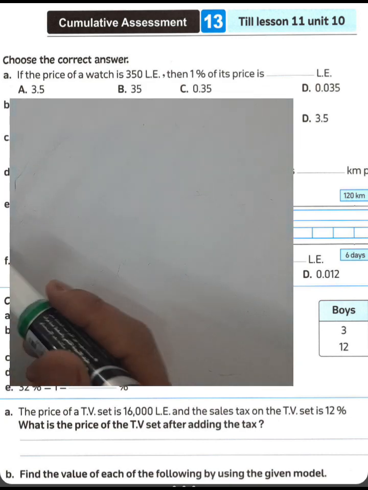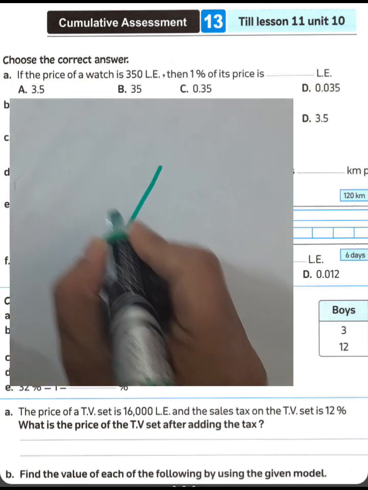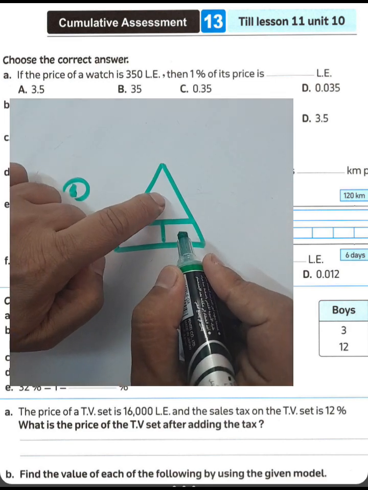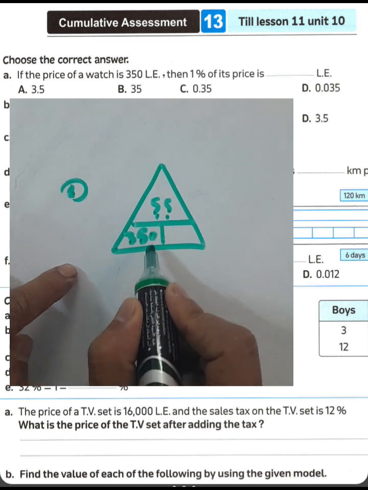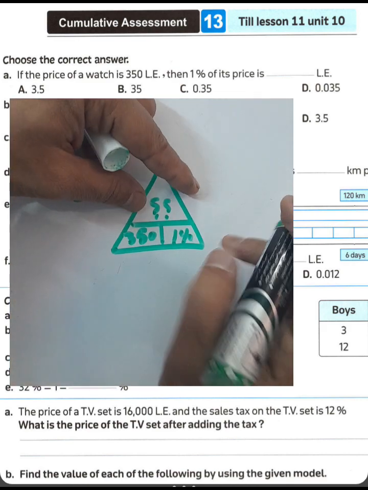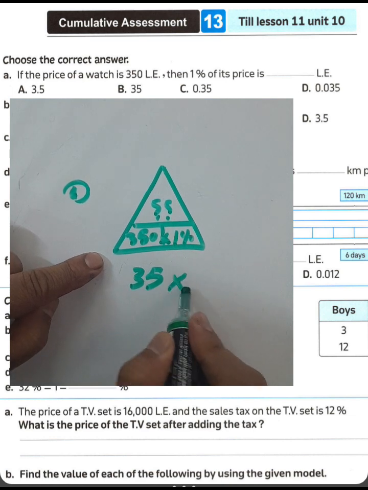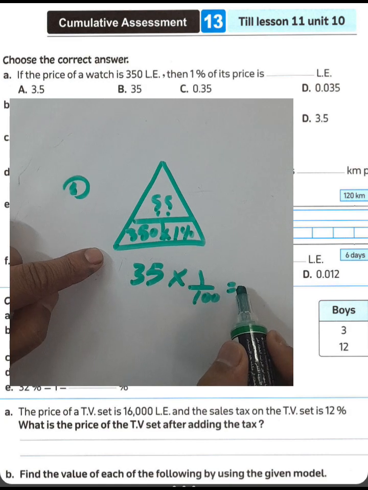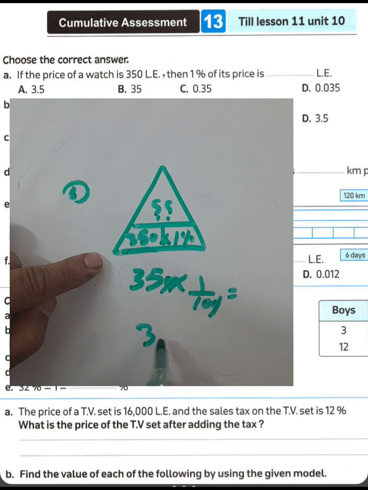Again, the price of a watch is 350, which is the total. You can solve the example by another method. You can draw this triangle and write here the part. We want to find the part, and we have the total, 350, and they give us the percent, 1%. Then to find the part, you find the product of the two numbers: 350 times 1%, meaning 1 over 100. It will be 350 times 1 over 100. Cancel 0 by 0, the result will be 3.5.